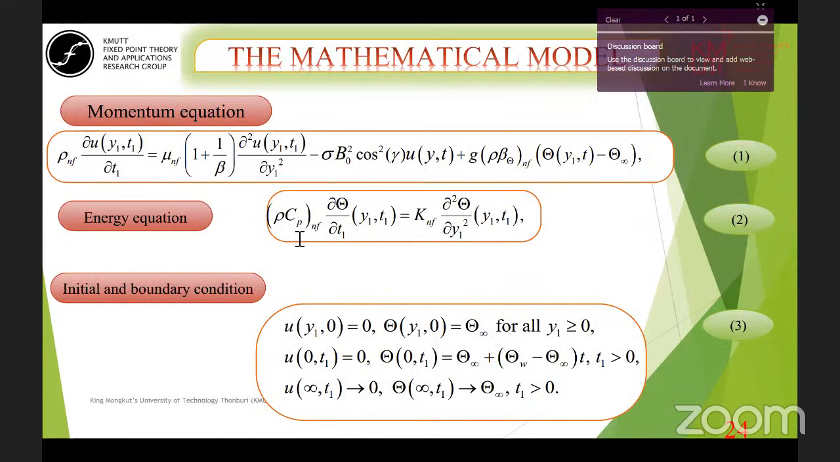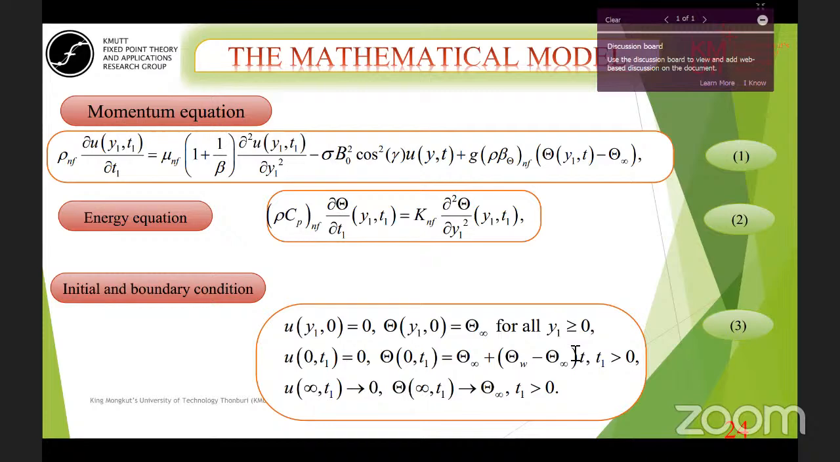Equation one represents the momentum equation on the basis of the previous geometry. Equation two represents the energy equation, and we have the initial and boundary conditions in equation number three, which I already defined in the previous geometry.